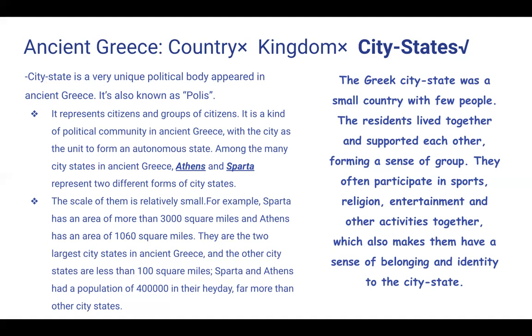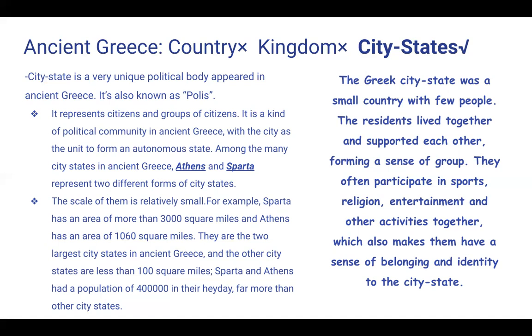Among the many city-states in ancient Greece, Athens and Sparta represent two different forms of city-states. The scale of them is relatively small. For example, Sparta has an area of more than 3,000 square miles, and Athens has an area of 1,060 square miles. They are the two largest city-states in ancient Greece, and the other city-states are less than 100 square miles. Sparta and Athens had a population of 0.4 million in their heyday.